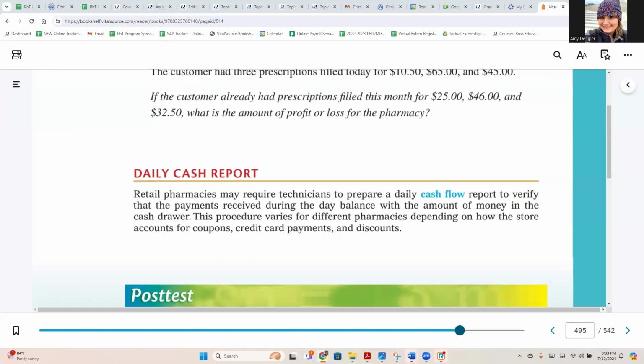Retail pharmacies may require technicians to prepare a daily cash flow report to verify that the payments received during the day balance with the amount of money in the cash drawer. This procedure varies for different pharmacies depending on how the store accounts for coupons, credit card payments, and discounts.